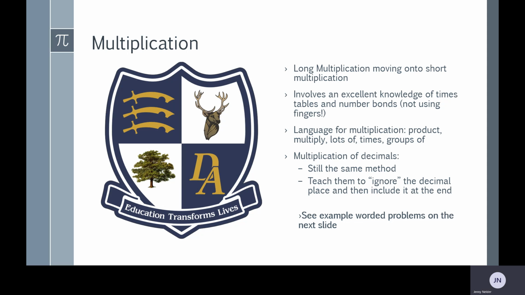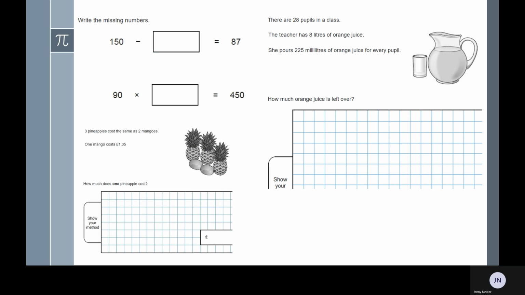The language for multiplication that your child will come across will be product, multiply, lots of, times, groups of. We also use multiplication with decimals, and still use the same method. On the next slide, you'll see a couple of examples of worded problems that, again, your children will come across in school when they're trying to solve multiplication. Worded problems, missing numbers, and again one-step and two-step worded problems for them to use.